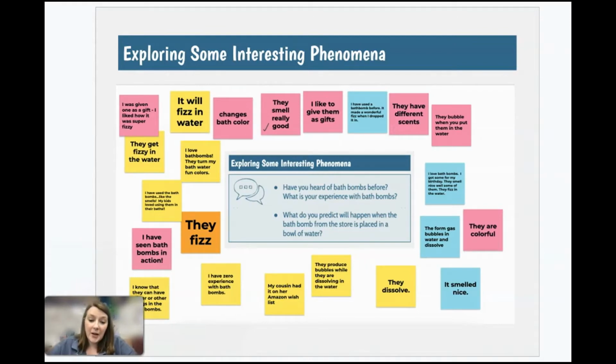Students in another class said that bath bombs fizz in water. They predict that when this bath bomb is placed in a bowl of water, it will fizz. They know that bath bombs change the bath water color, that they smell really good, that they have received bath bombs as gifts, and they like to give them as gifts. They come in different scents, they're colorful, they smell nice, they dissolve. Some people have them on their Amazon wish list. Some people have zero experience with bath bombs, and all of those are okay. Maybe they match what you have, maybe they add something new.